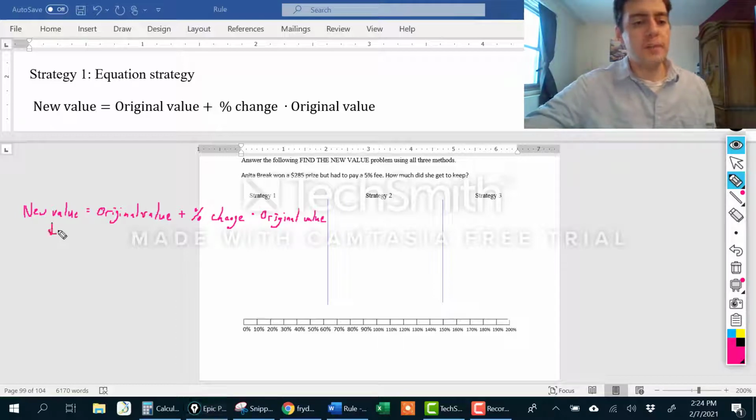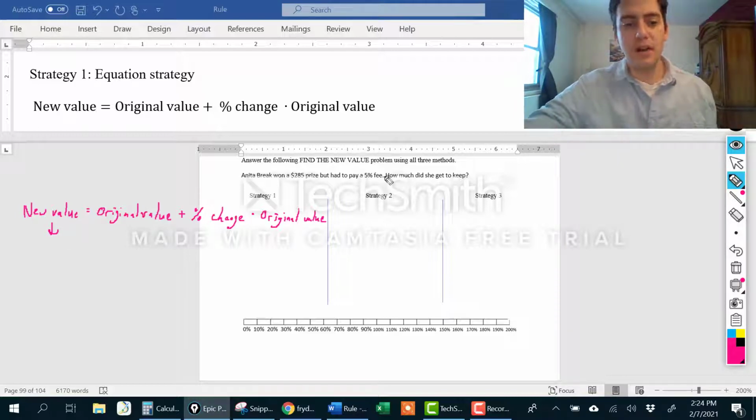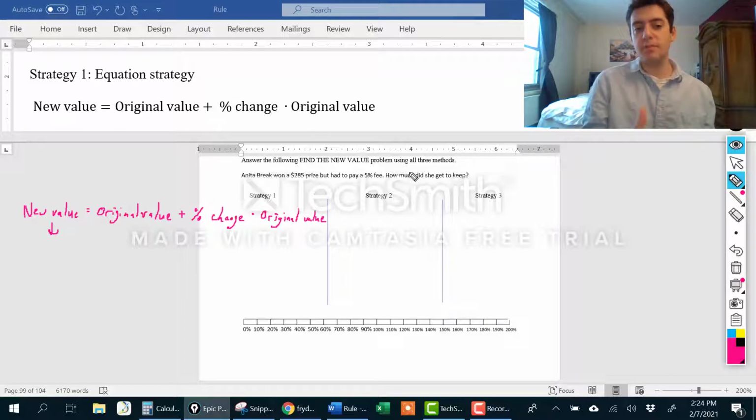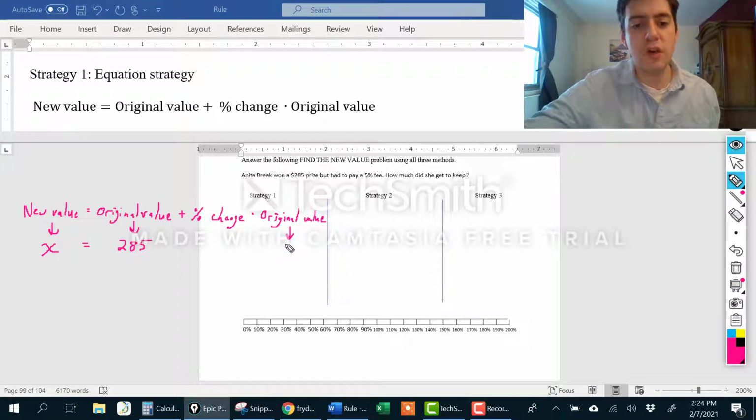Okay, so what can I plug in for the new value in this problem? Well, I can't plug anything in because I'm not given the new value, meaning I don't know how much money Anita will have after she pays the 5% fee. That's what I'm trying to figure out. So over here, I'll just put an x and then equals. Now I do know the original value. The original value, the amount that she was given, was $285. So I can plug that in over here, and I can also plug that in over here. Notice that the original value is written twice in this equation. Okay, plus the percent of change, and then times the original value.